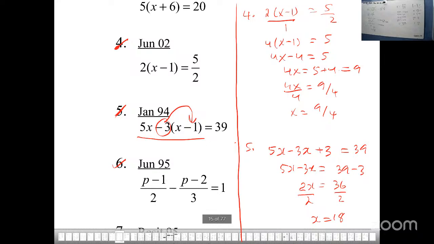Okay, how would you go about solving number 6? Find it, so simplify the fraction on the left. Okay, all right. So you can find the LCM and then work it out. Good.